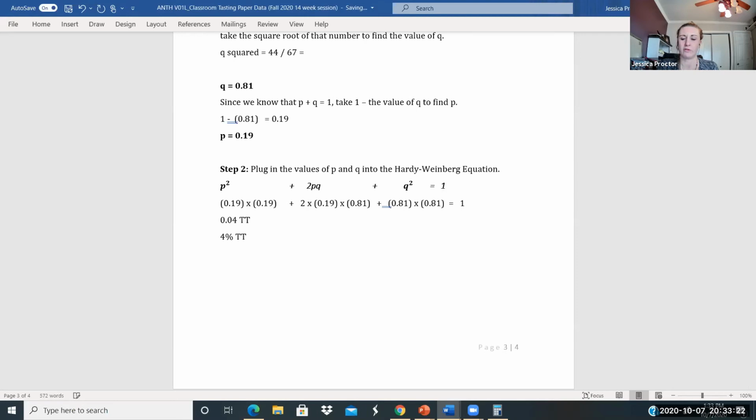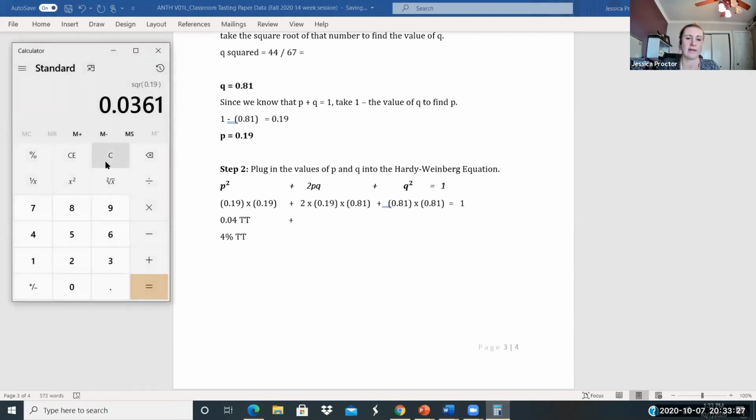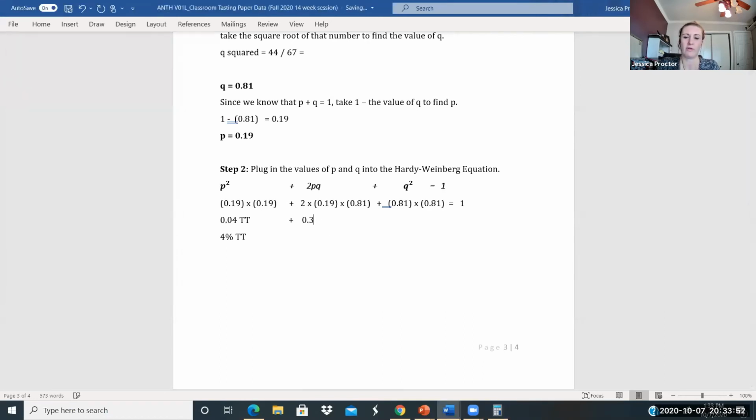Okay, now we're going to the middle part, the 2PQ portion of our equation, which is going to represent the heterozygote genotype. So 2 multiplied by 0.19 multiplied by 0.81 gives us this number. Okay, so we're going to round to 2 decimals. So we're looking at the third number past the decimal place. Since it's 5 and above, we're going to round it up. So we make that 0.31. Okay, so that's going to be our frequency of the heterozygote genotype in our population for this trait.